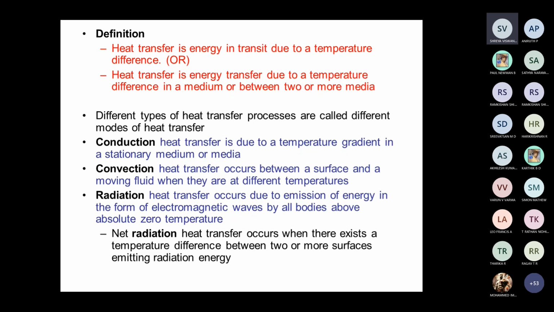Net radiation heat transfer occurs when there exists a temperature difference between two or more surfaces emitting radiation energy.